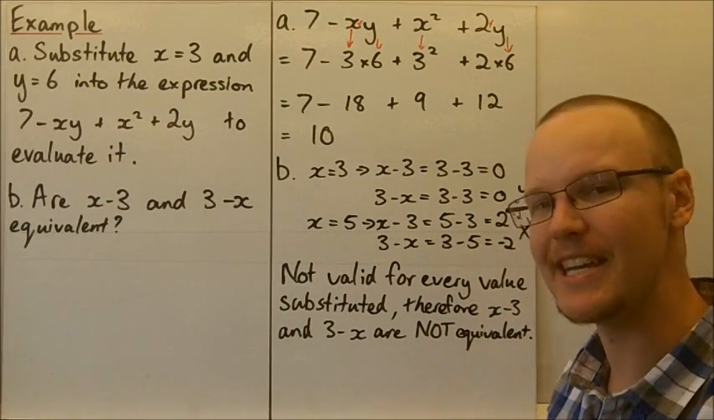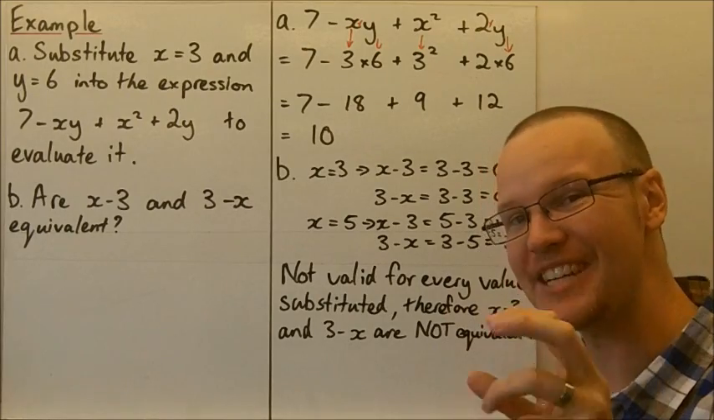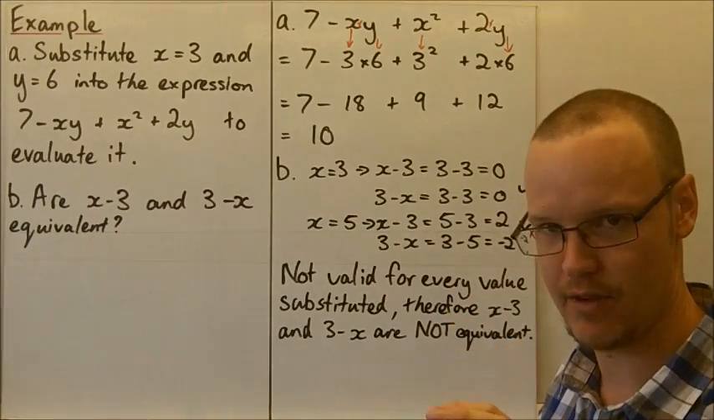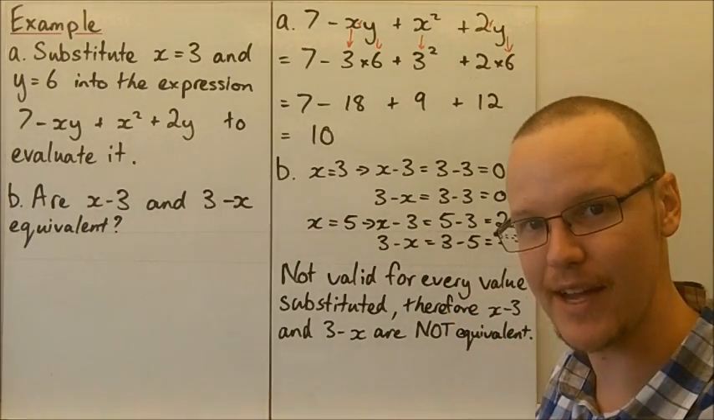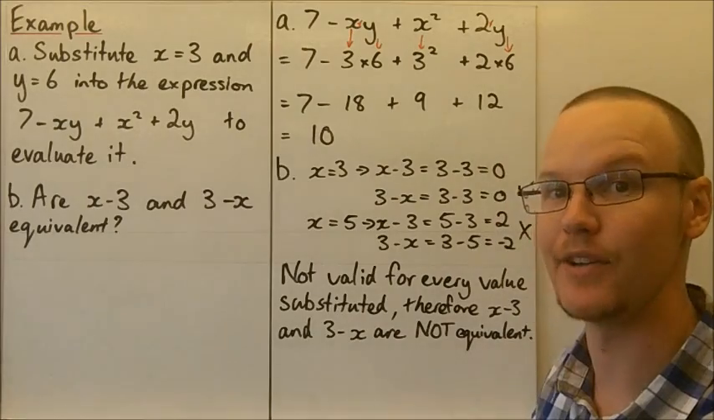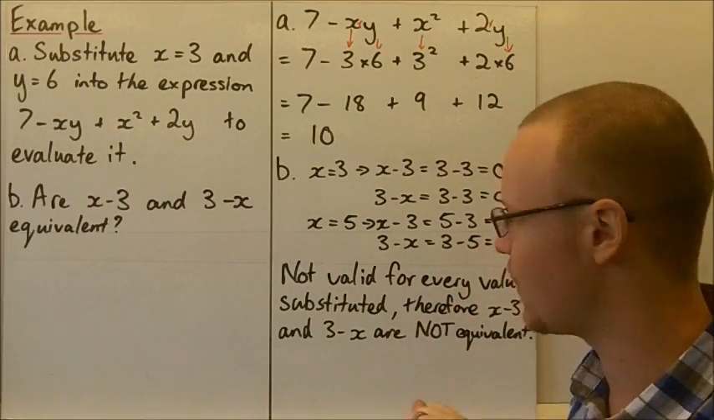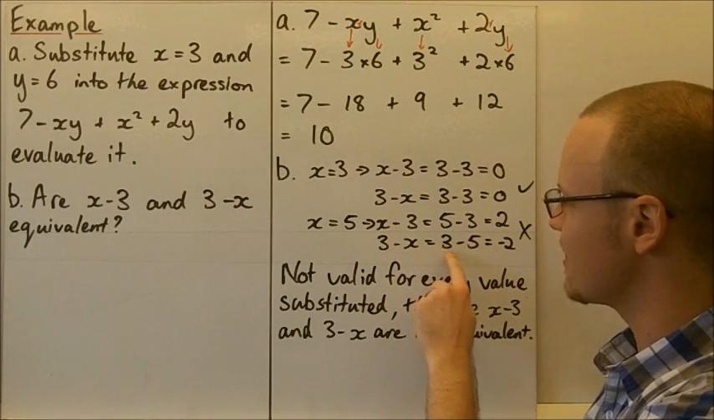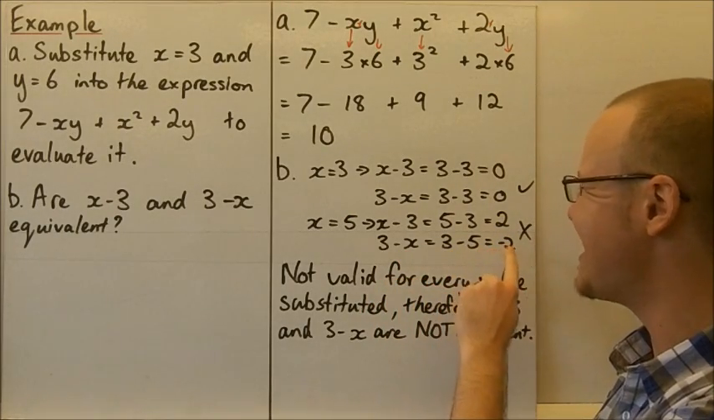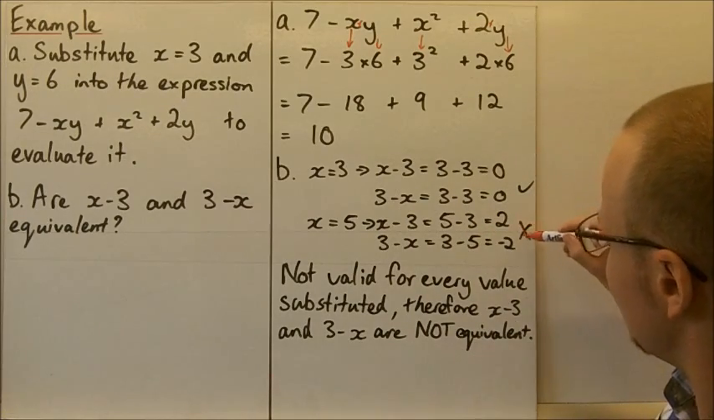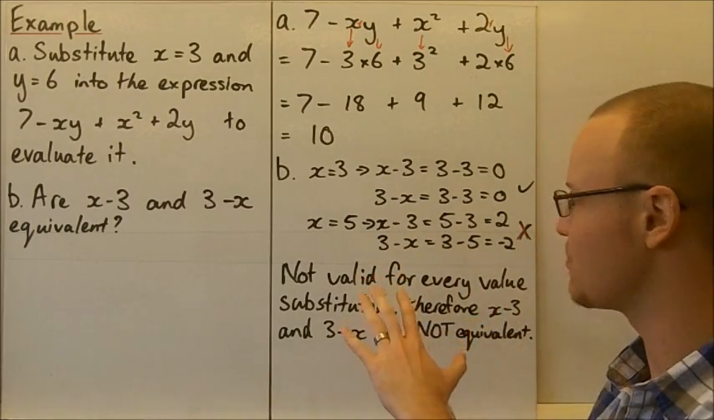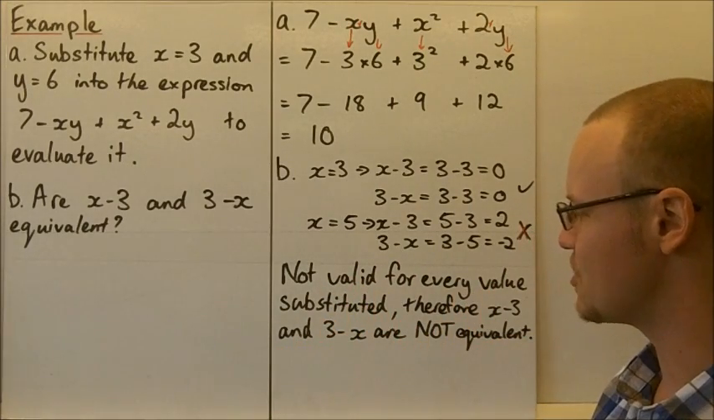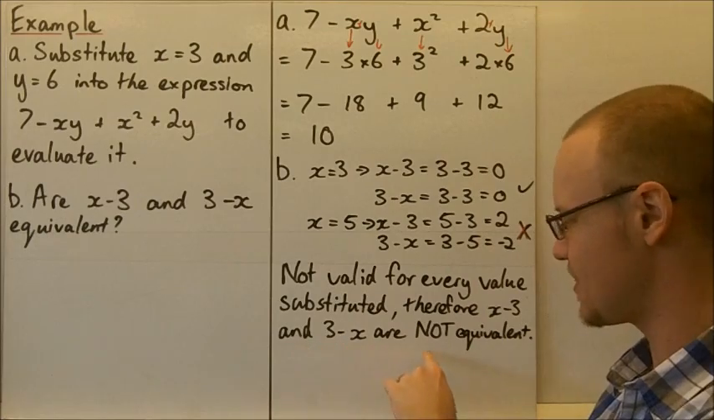However, they both have to get the same answer, the same value for any value of x. So for any number that we substitute in for x, they have to get the same value for them to be equivalent. So let's try another one. Let's try 5. So x minus 3, that's 5 minus 3, that's 2. 3 minus x, that's going to be 3 minus 5, that's negative 2. So that's not the same answer. They can't be equivalent, so not valid for every value substituted. Therefore, x minus 3 and 3 minus x are not equivalent.